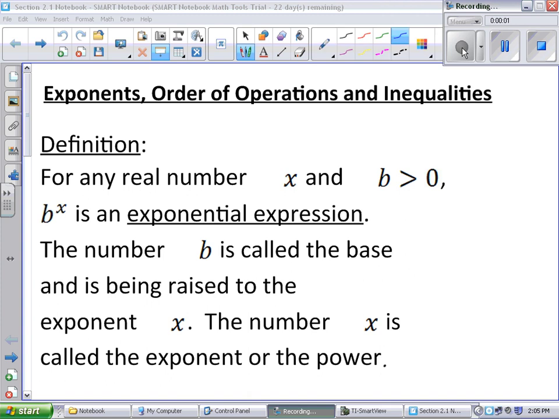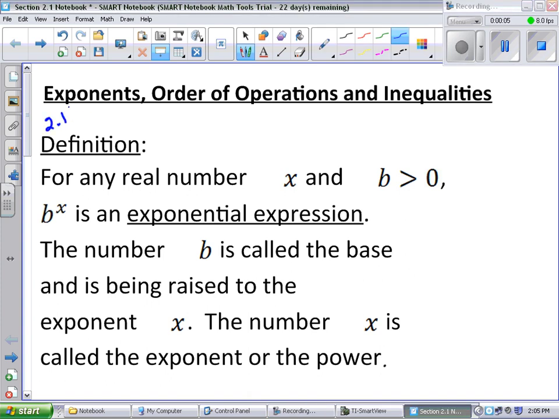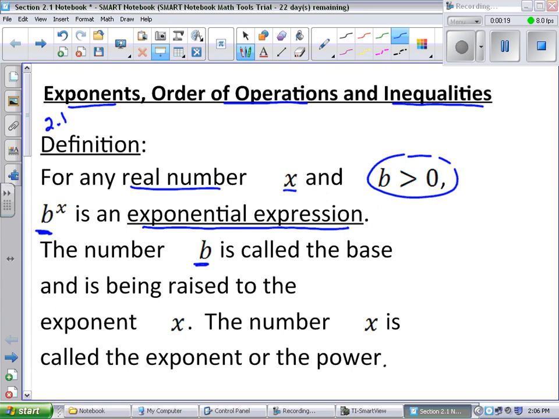It's Jo Karen Hudson. Today I'm going to work with you on section 2.1, which is exponents, order of operations, and inequalities. For any real number x with b greater than or equal to 0, b to the x is called an exponential expression. The number b is called the base and is being raised to the exponent x. The number x is called the exponent or the power.